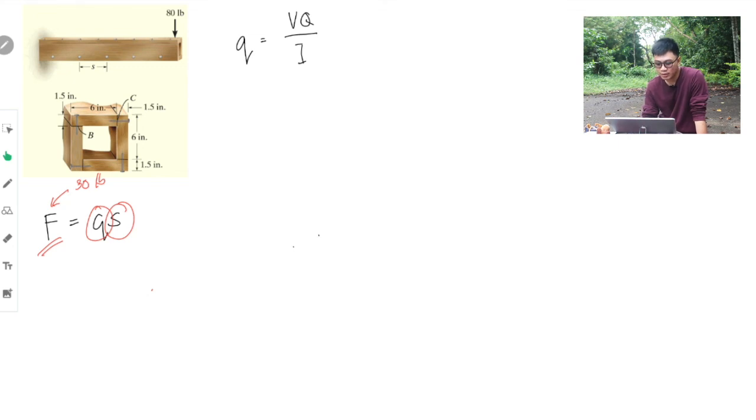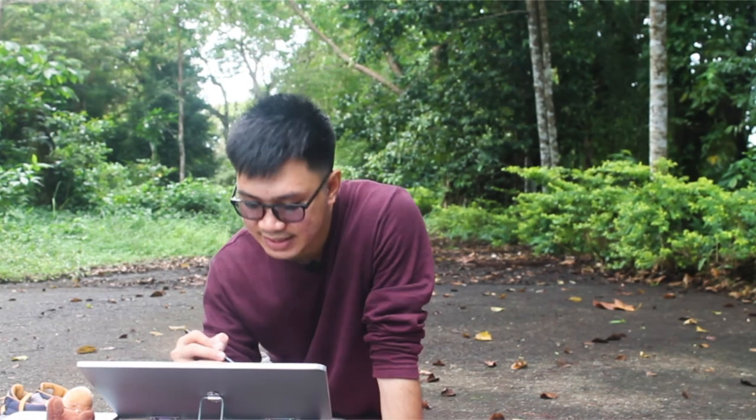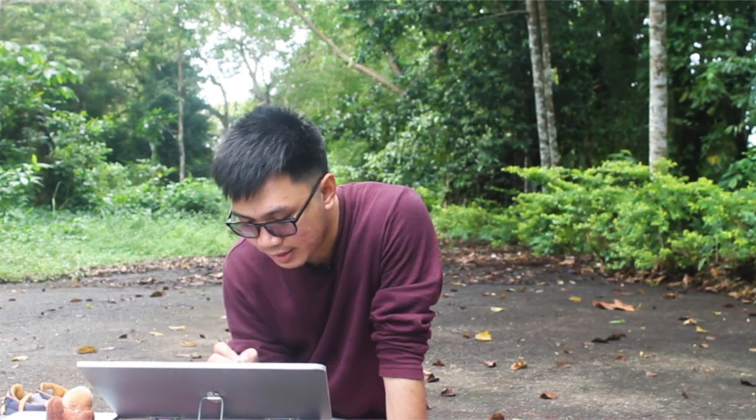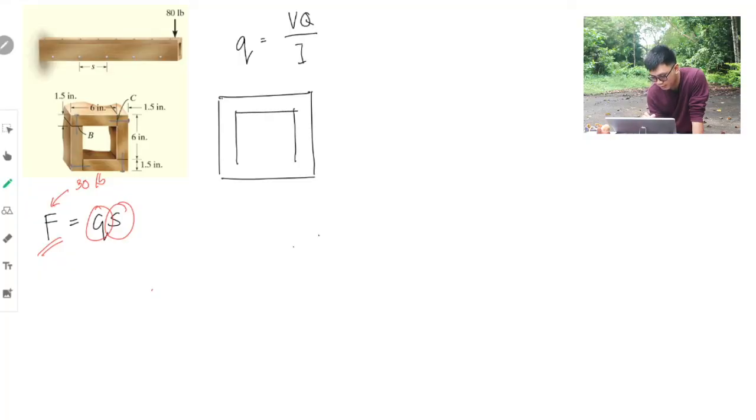Okay? So, therefore, your V is 80 pounds. How about your Q? Your Q and your I are the critical ones. Because, as you can see, it's straight-forward solving. But, as you can remember, this is how we made our cross-section. Okay. And we all know that the neutral axis is of course the half because this is symmetric.